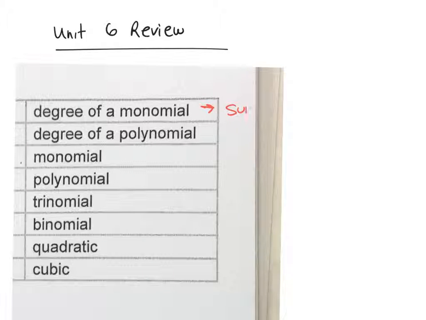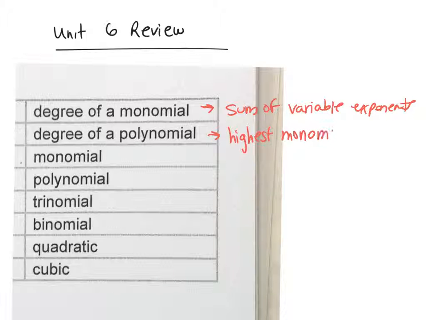So the degree of a monomial is the sum of the variable exponents of a term. The degree of a polynomial is the sum of each of the monomials. It's the highest one. So the highest monomial degree.